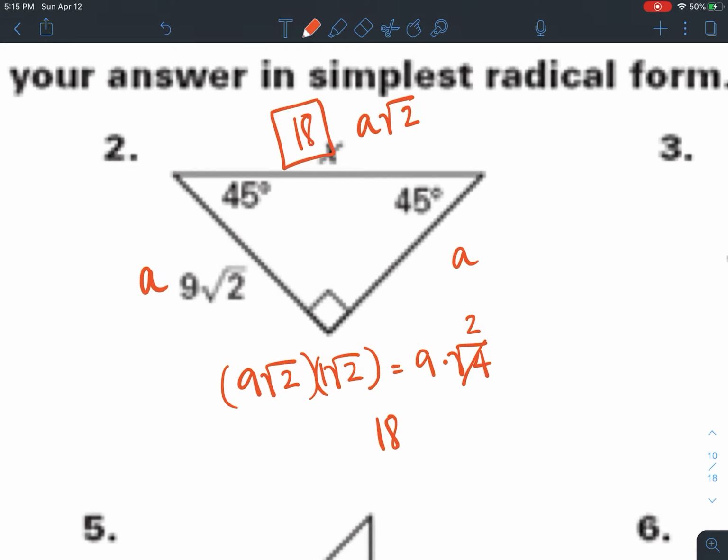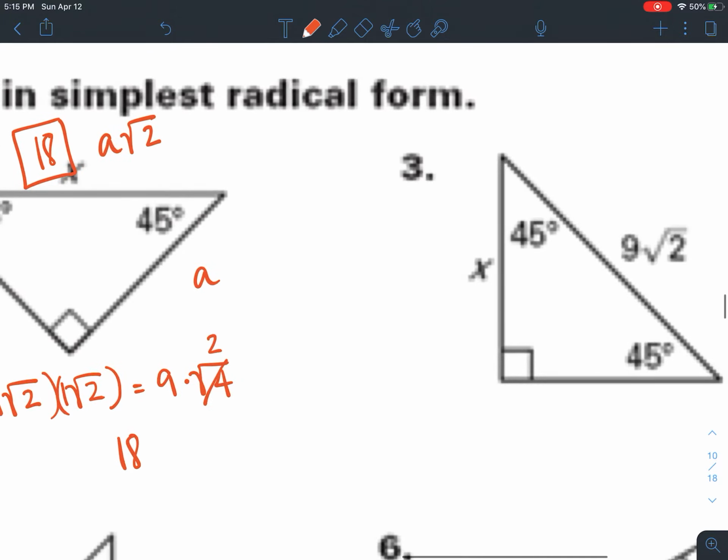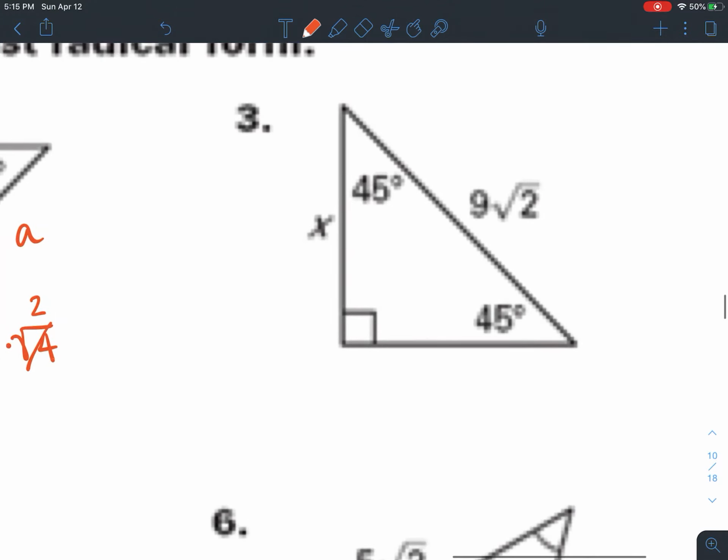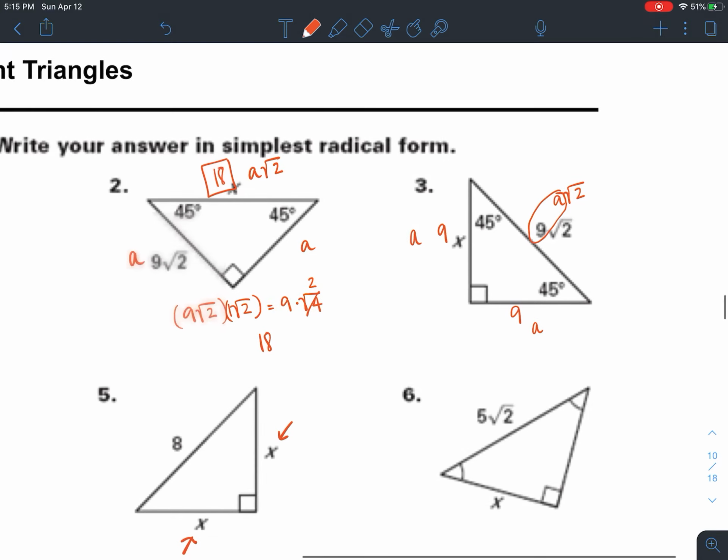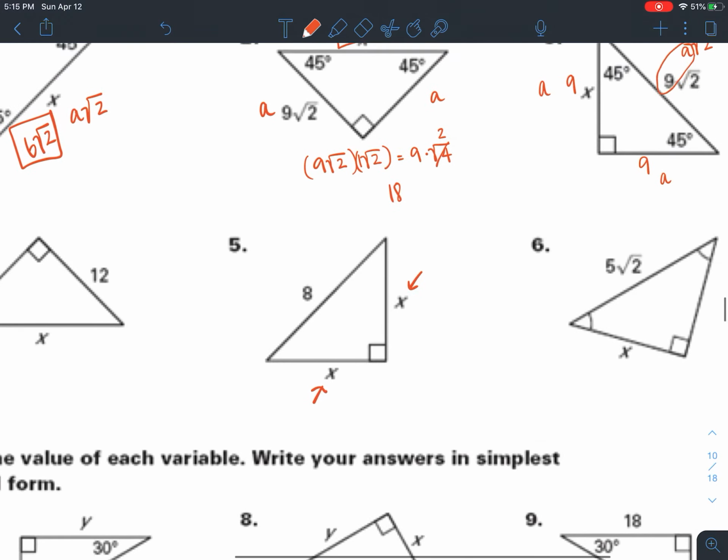You're going to have to learn how to really work with these radicals forwards and backwards, whether you're dividing by a square root or multiplying by 1. So here on number 3, I'm going to go ahead and label it as A, and my hypotenuse as A root 2. In this case, my 9 is the A, so these two are just 9 and 9. Let's look at number 5. Go ahead and erase those arrows.